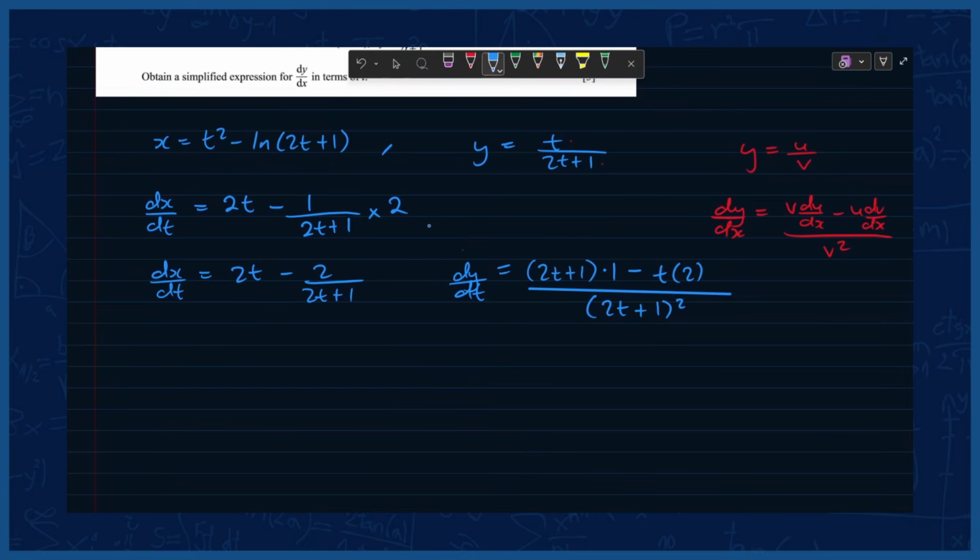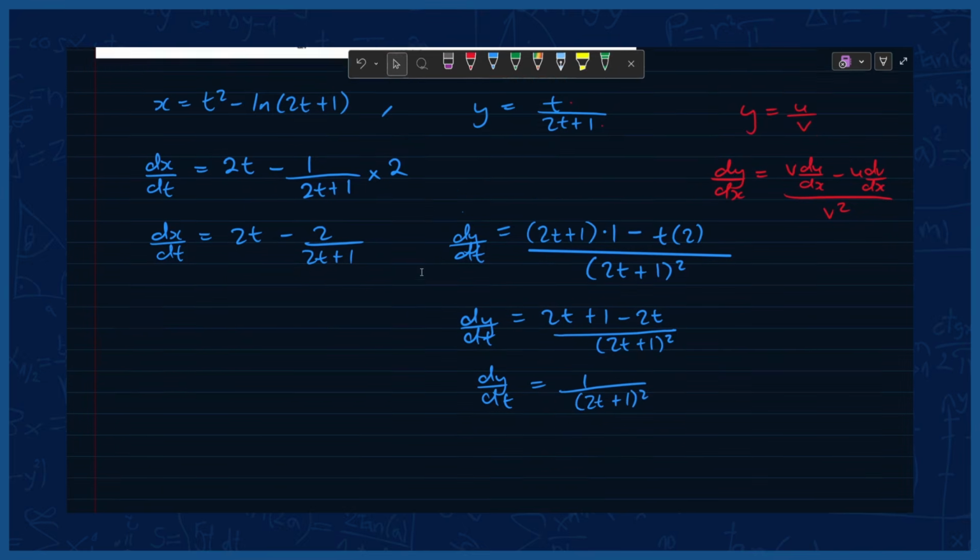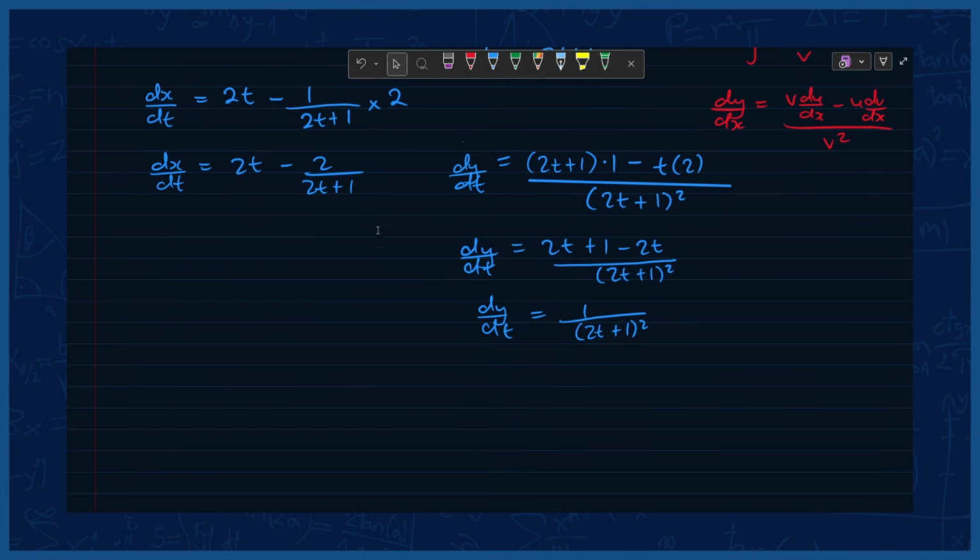So let's do a bit of simplifying on the top. So dy dt is equal to, I've got 2t plus 1 minus 2t, and this is all over my 2t plus 1 squared. And so I get that dy dt is, the 2t and the negative 2t cancel out, so I've got 1 over 2t plus 1 squared. Okay, so that's my dy dt, and here we found our dx dt.